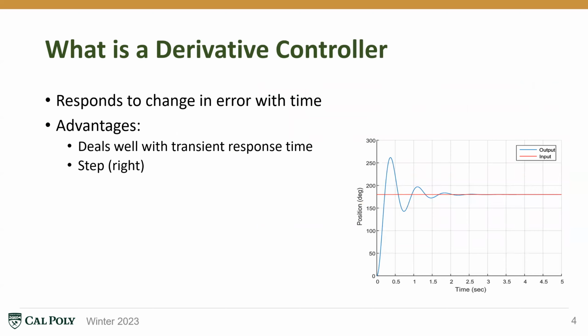So a derivative controller essentially responds to a change in error with time. And the reason why a derivative controller is a good component to have within an overall controls technique is it has a good transient response time. For example, on the right, you see a step function, and the output is very quick to respond and rapidly moves towards its input.